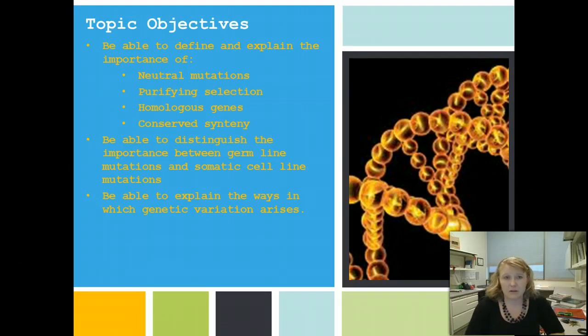As always, here are your topic objectives for this topic, as well as you'll have your own set for the next topic. So you'll have two sets for Chapter 9. Make sure you understand the differences between these. These are really big objectives that you'll need to have mastered before our next test. As always, if you have any questions about any of these, please just let me know and we'll talk about them in class.